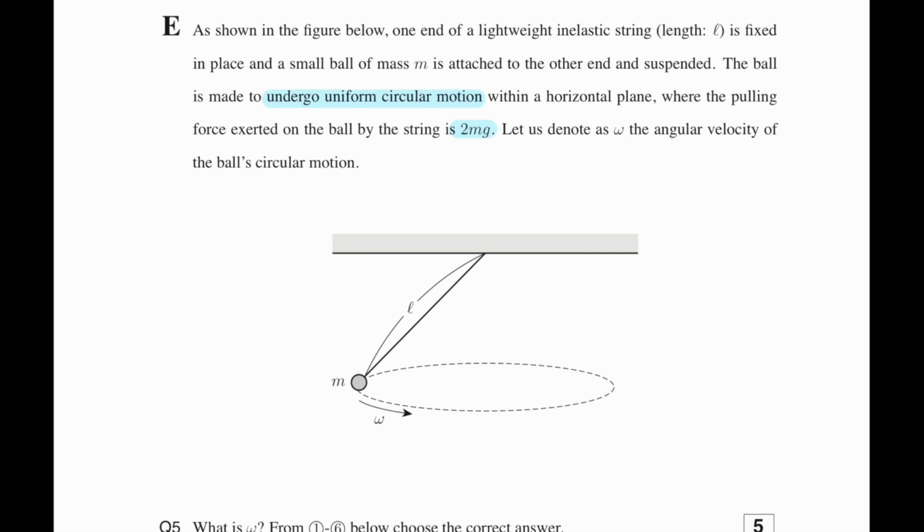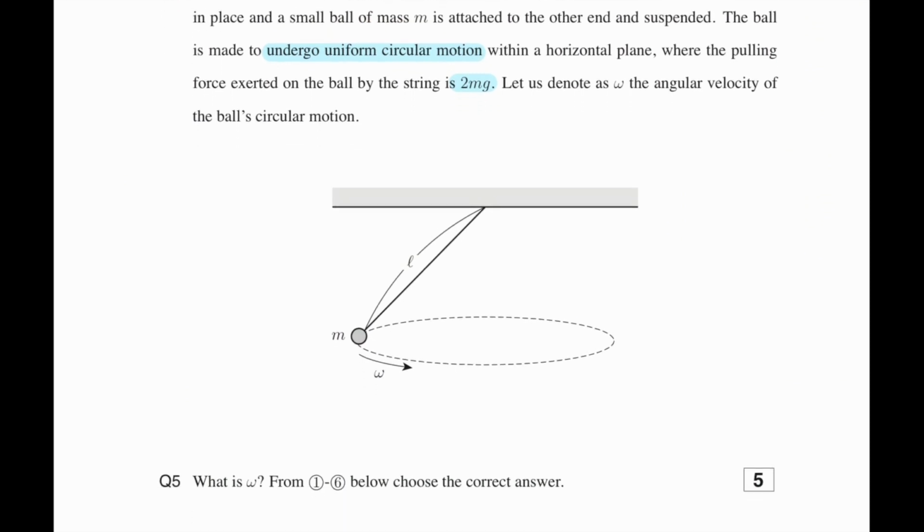Since we have a circular motion, we can start from the basics of circular motion, which is net force, or net centripetal force, equals mv squared over r. m is the mass of the object that performs circular motion. v is the tangential velocity. r is the radius of the circular motion. And this one is the centripetal force.